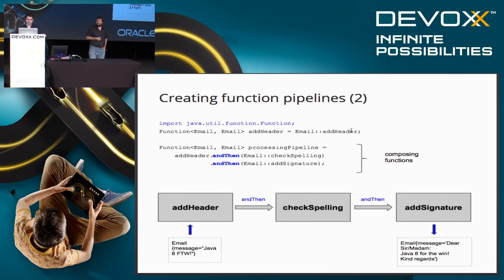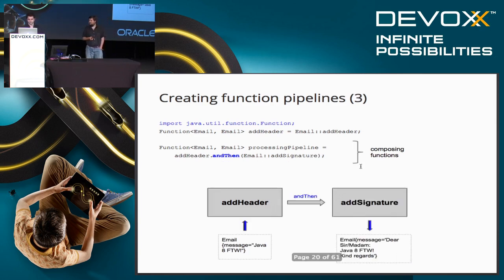We can extract the add header method here into a separate function. And then we can use andThen, which is a method built in the function interface, which allows you to apply another function as an argument. So by using that, we can create this kind of a richer pipeline. And if you got another requirement change, let's say you want a more simple pipeline, then again, you can use a similar strategy.